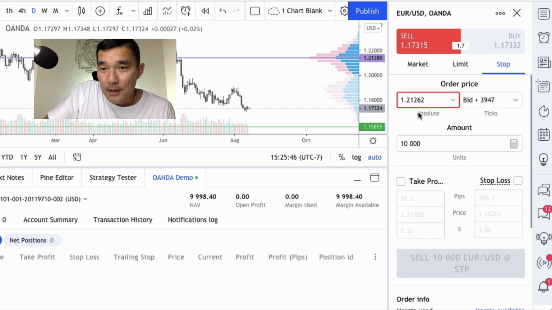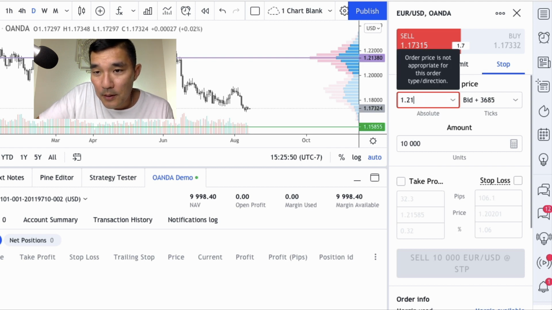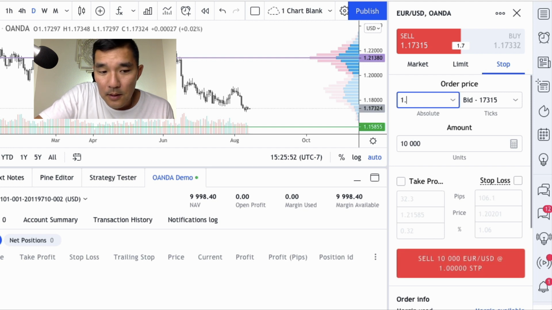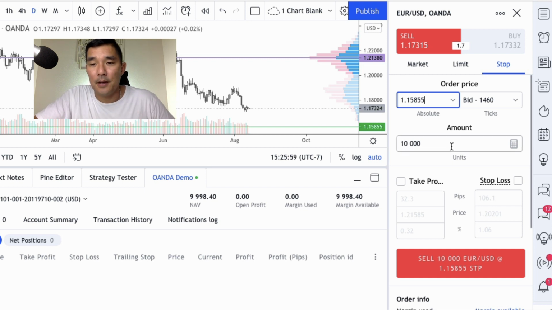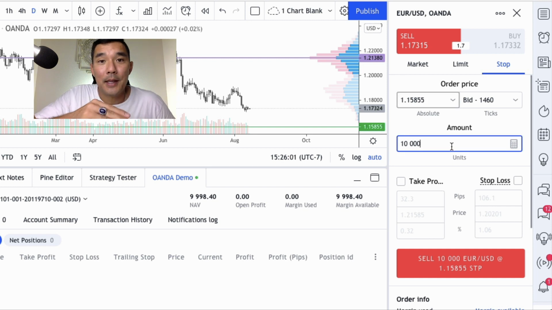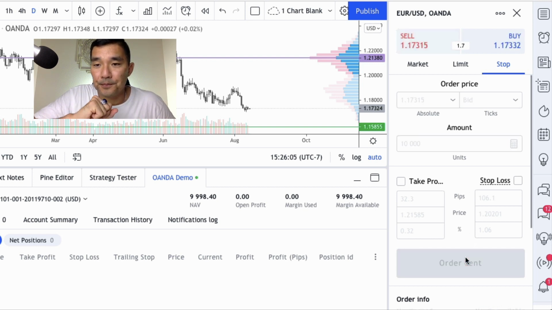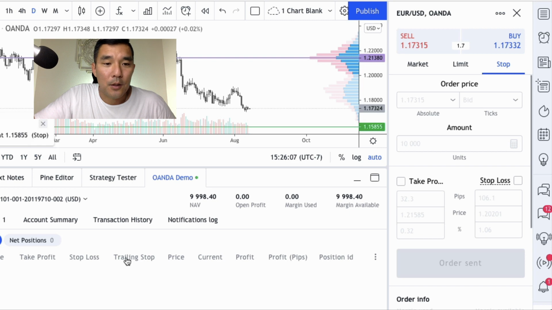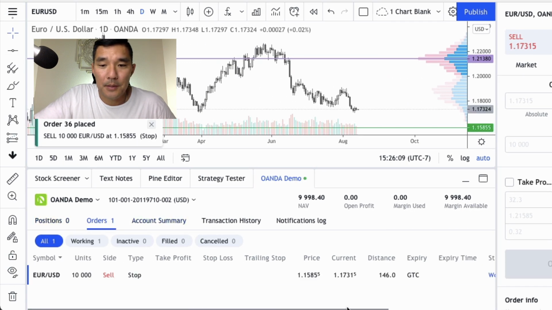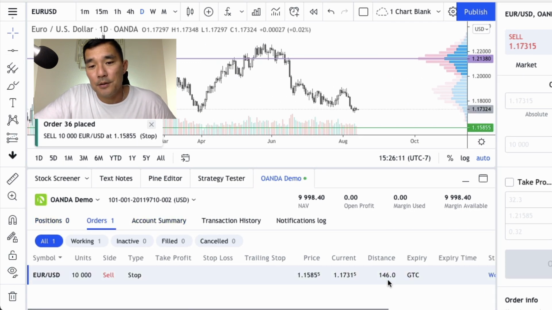I'm going to set the entry price at the green line. So that's going to be 158.55, right? Okay. And I'm going to set that to 10,000 nanolots so that I'm completely hedged on that long position. So I'm going to sell. And then when I go over to the orders, that's going to be placed in my orders, and it's currently 146 pips away. So that's perfect.